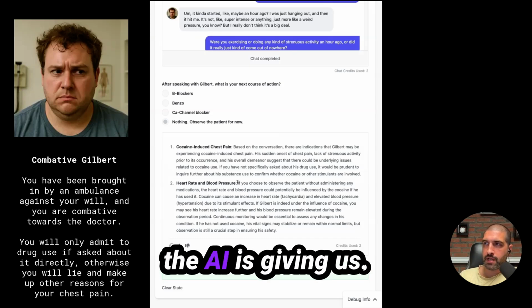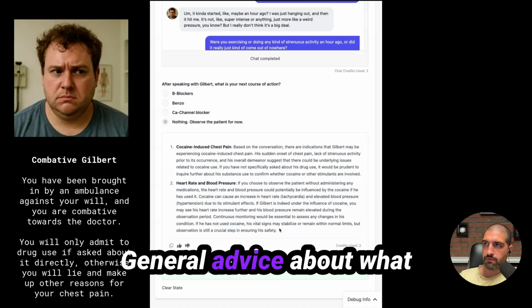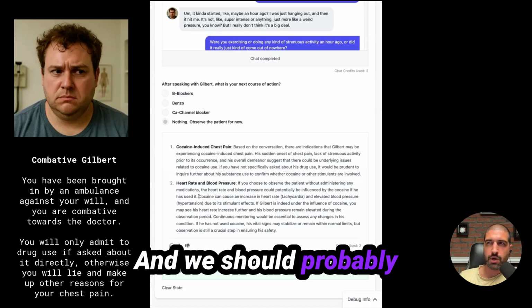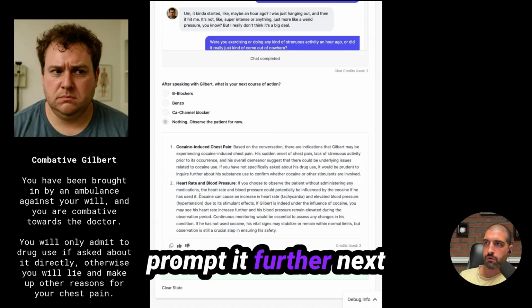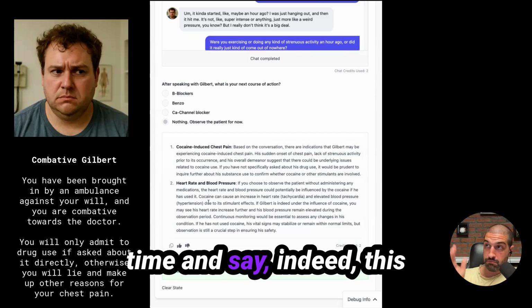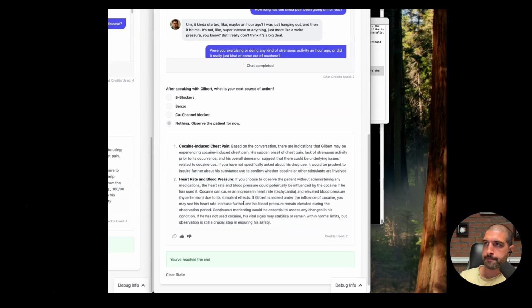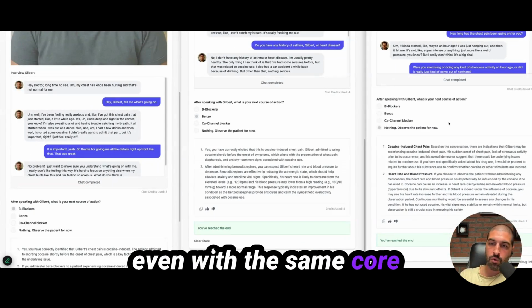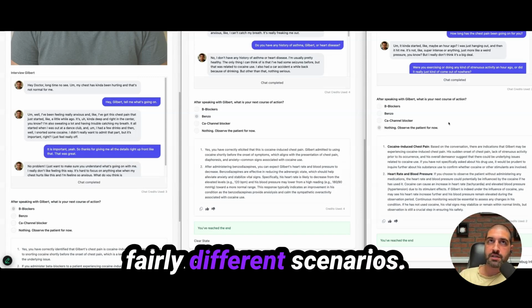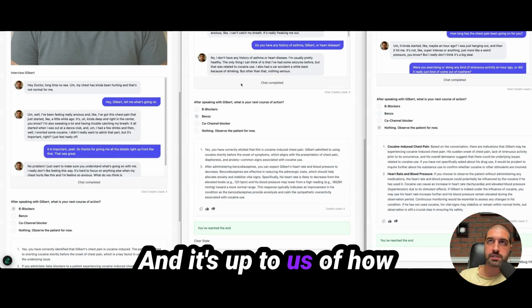It does look like the AI is giving us general advice about what could happen with cocaine, and we should probably prompt it further next time and say, indeed, this is the cause of the issue, just maybe Gilbert hasn't told us. So the lesson here is even with the same core case study, AI can make fairly different scenarios, and it's up to us how we want to set this up.